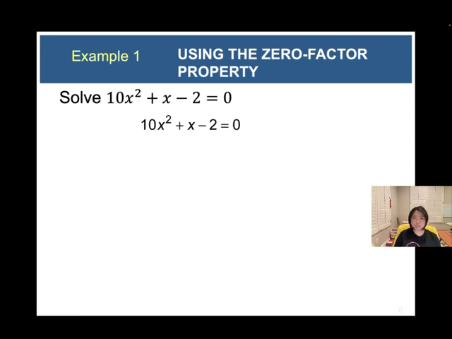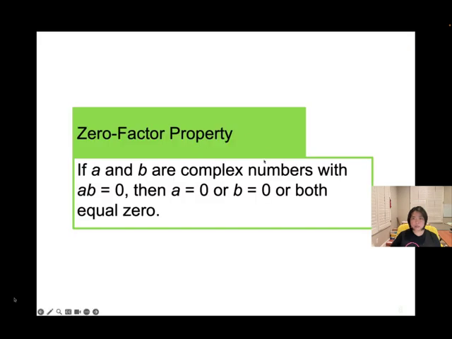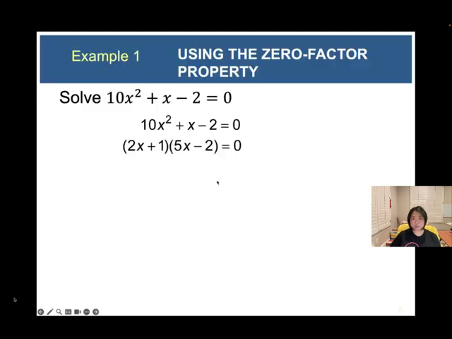First, I want you to use your x method or any way to factor this quadratic equation. You should get this. 2x plus 1, this is a factor. 5x minus 2, this is also a factor. Then we apply the zero factor property. a times b equal to 0, then a equals 0 or b equals 0. Once we have these factors, you can consider this as a times b equal to 0, so we can break it down: a equals 0 or b equals 0.